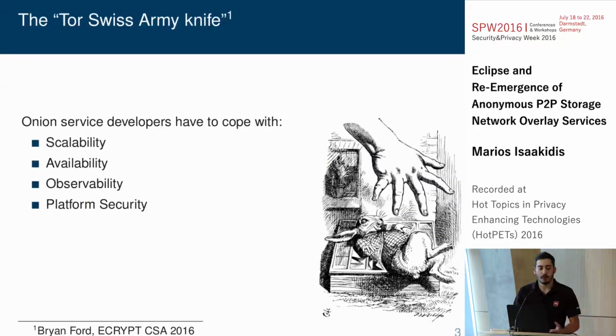However, this Tor Swiss Army knife approach, to cite Brian Ford from earlier this Monday, comes with some caveats. Developers who build privacy-enhancing technologies on top of Tor or I2P have to, first of all, consider how the service is going to scale. We know of only very few examples that have managed to scale their applications, Facebook being one of them. And availability of the service: if one day I shut down my computer, then the service will not be available anymore, or if I have connectivity issues.